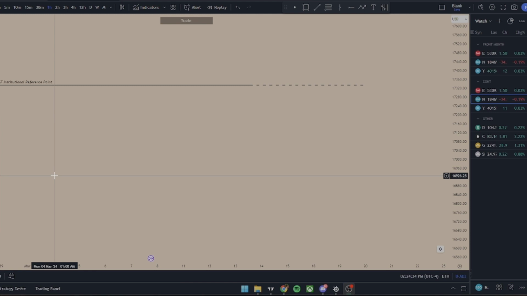So today we're going to be going over the ICT breaker. Now in high time frame consolidations like we're trading inside of right now, this is going to be one of the best PD arrays to look for in price, and I'm about to show you why. But first we're going to go over how to identify a breaker block.